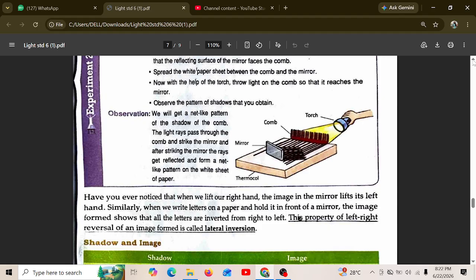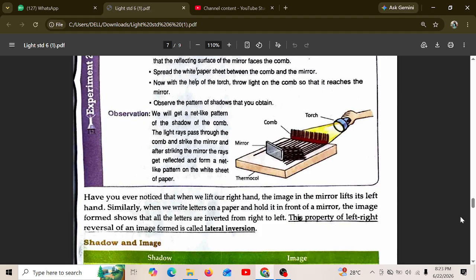Now we will be talking about the lateral inversion of light. Have you ever noticed that when we lift our right hand, the image in the mirror lifts its left hand? Or when we write letters on a paper and hold it in front of a mirror, the image formed shows that all the letters are inverted from right to left. This property of left-right reversal of an image in a mirror is considered to be lateral inversion.